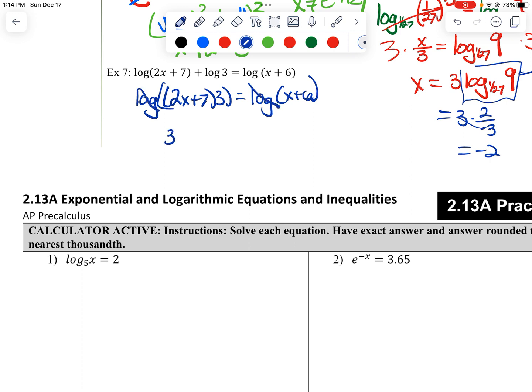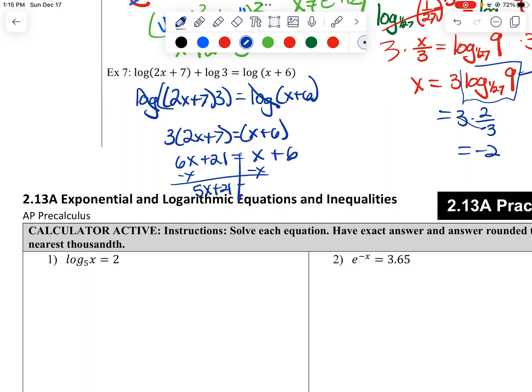So now our bases are the same, and they're both logs. So I could say 3 times 2x plus 7 equals x plus 6. And now it's a nice linear equation. So 6x plus 21 equals x plus 6, minus x, minus x. So 5x plus 21 equals 6, minus 21, minus 21. So 5x equals negative 15, so x equals negative 3.